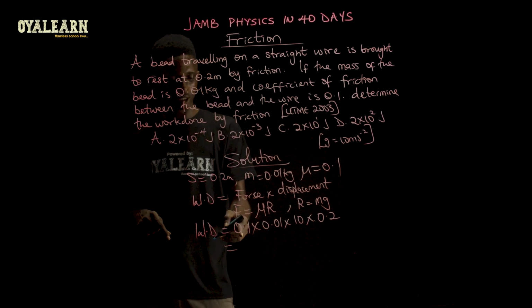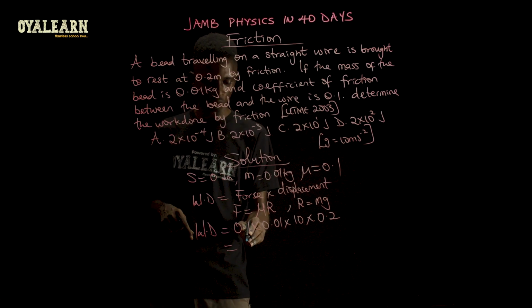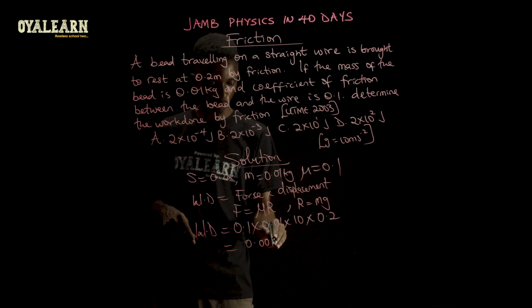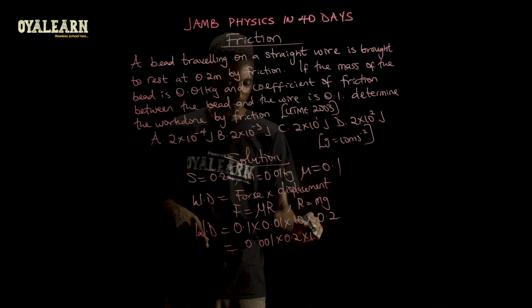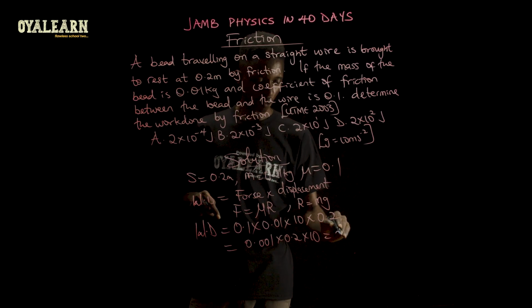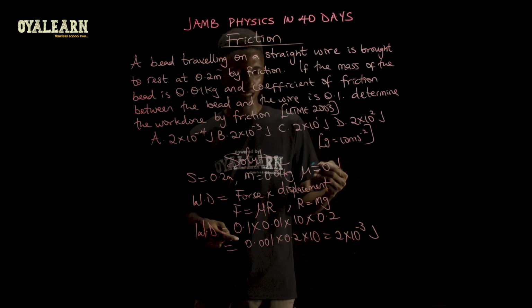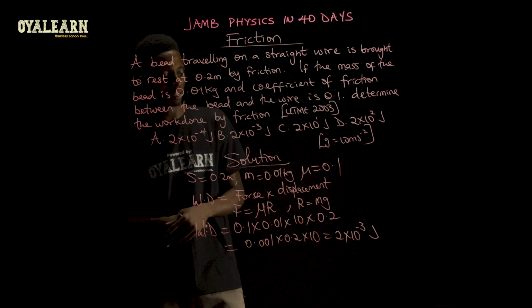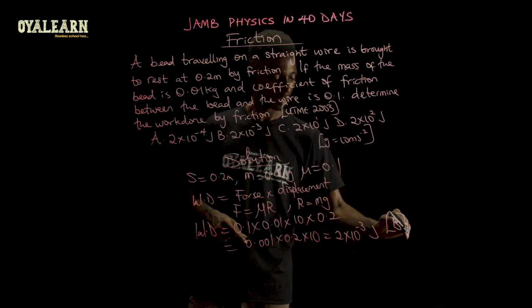Now let's tidy all of this up. Now 0.1 times 0.01 will give you 0.001. So times 0.2 times 10. And from here, our final answer in standard form will be 2 times 10 raised to the power minus 3. And work done is measured in joules. So our answer is 2 times 10 raised to the power minus 3 joules. The correct answer is in option B.